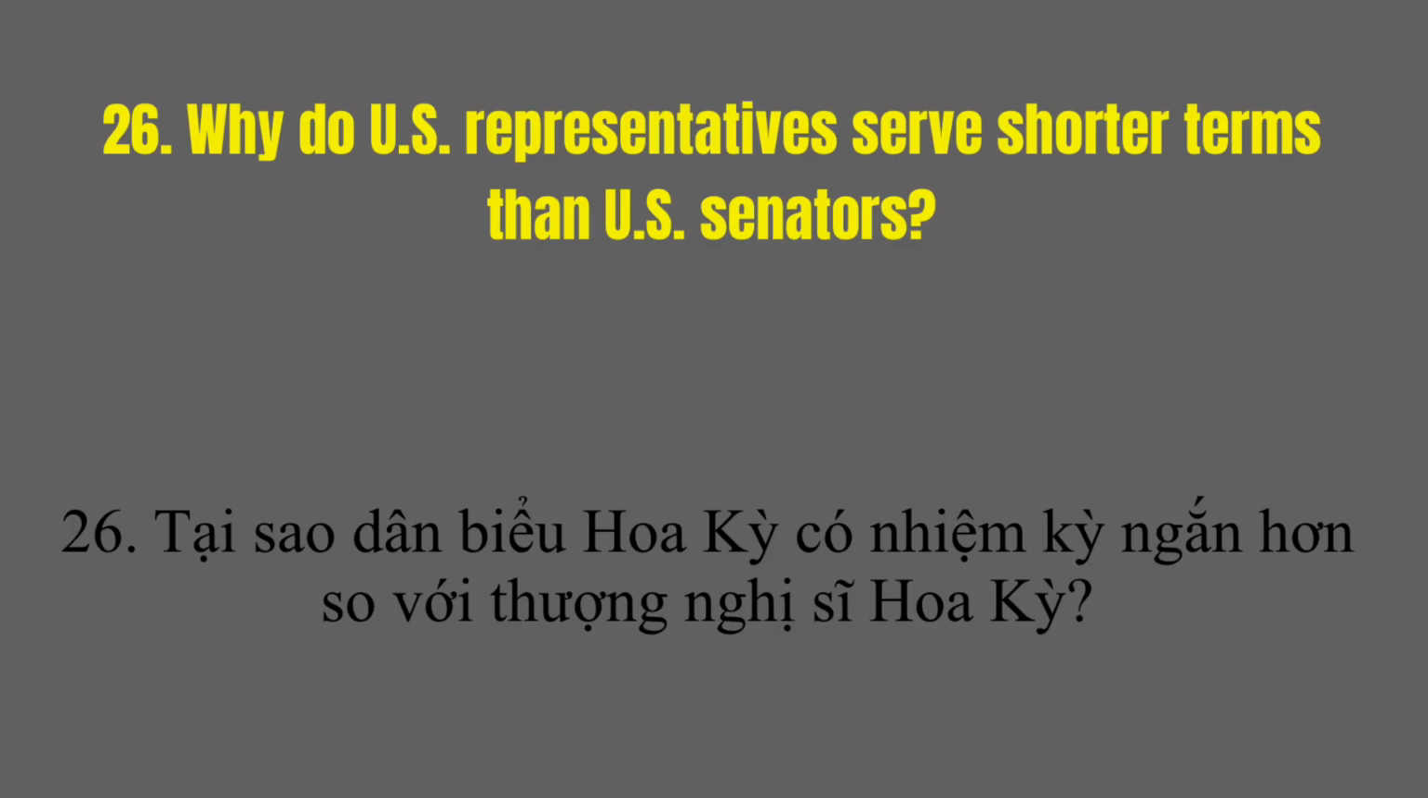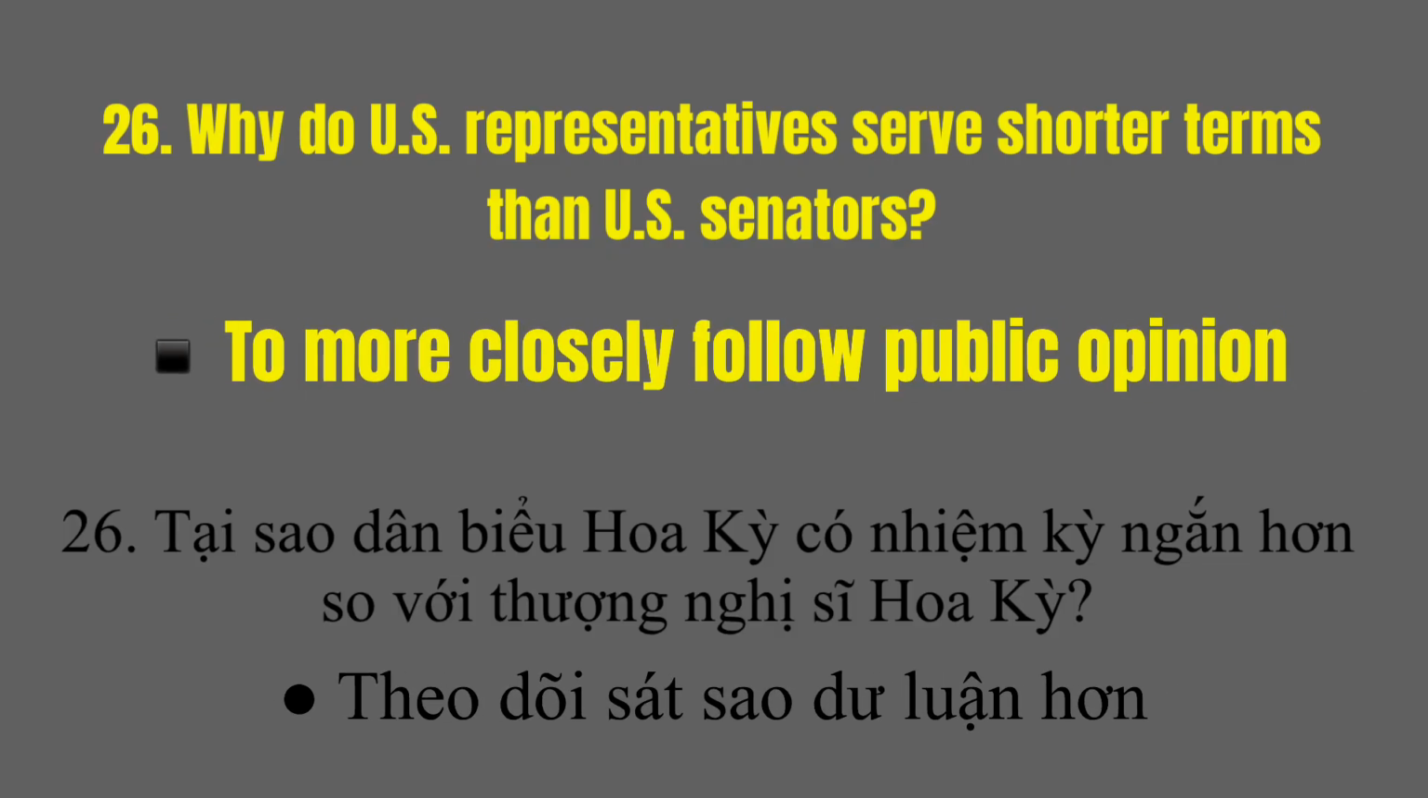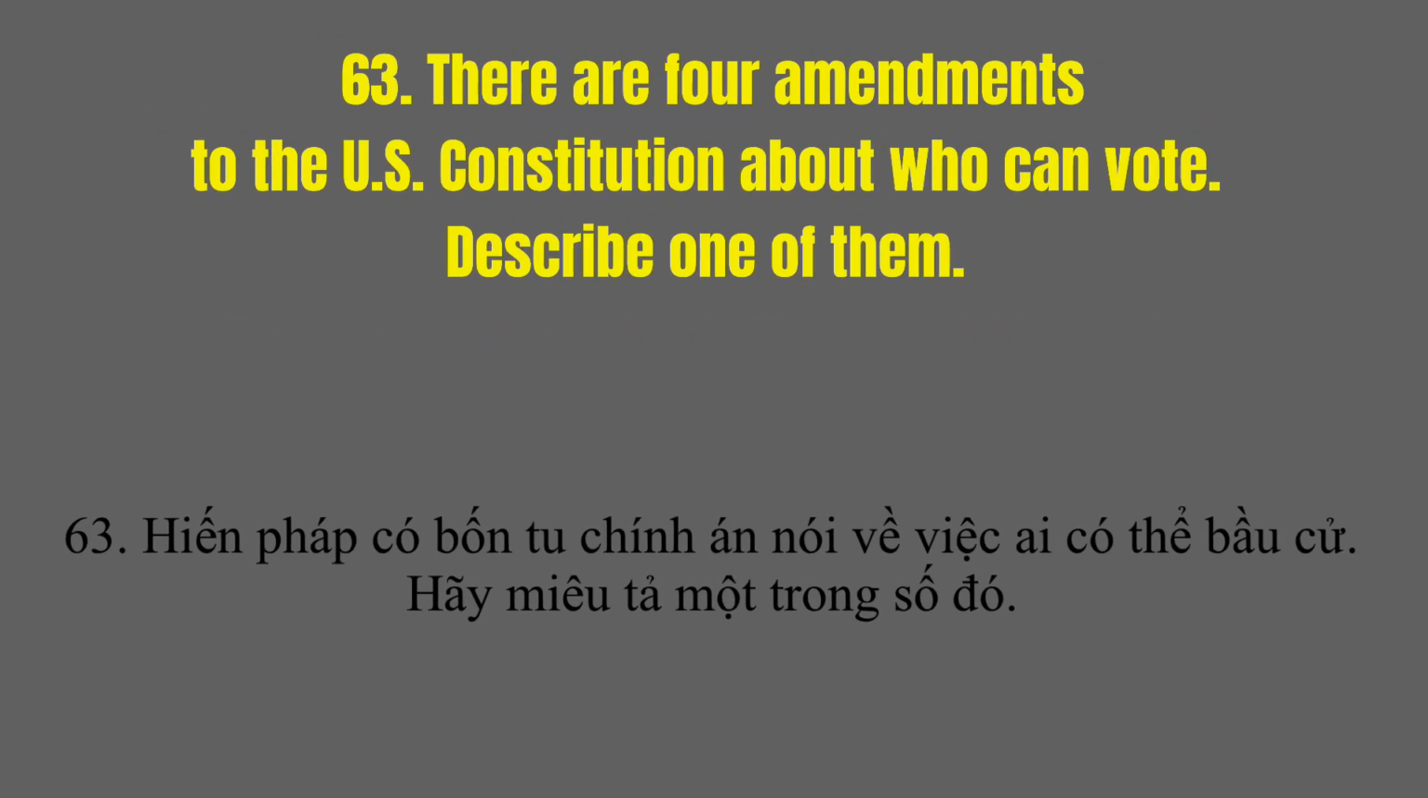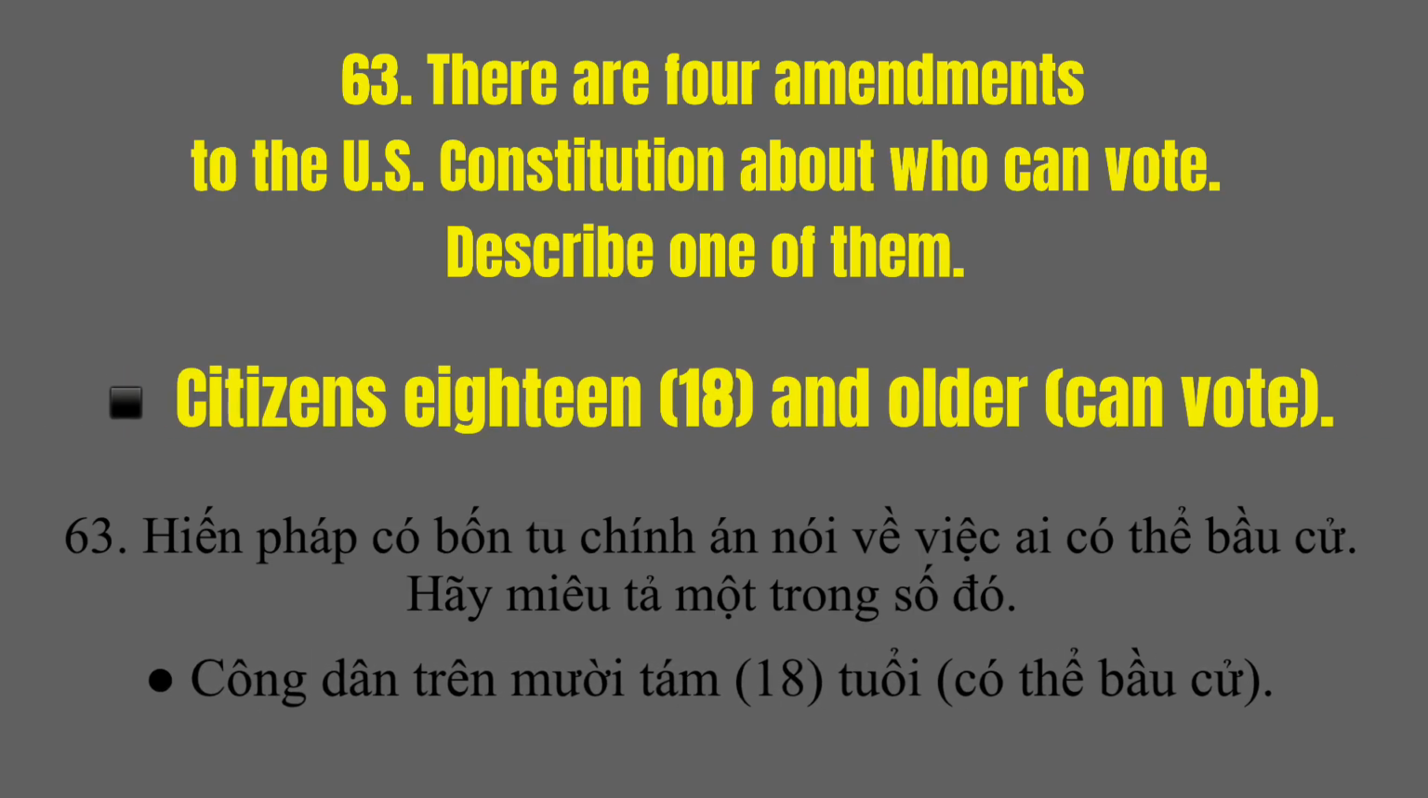Why do U.S. representatives serve shorter terms than U.S. senators? To more closely follow public opinion. There are 4 amendments to the U.S. Constitution about who can vote. Describe one of them. Citizens 18 and older can vote.